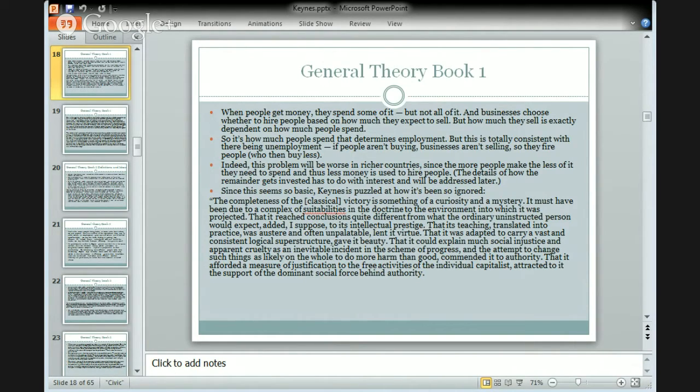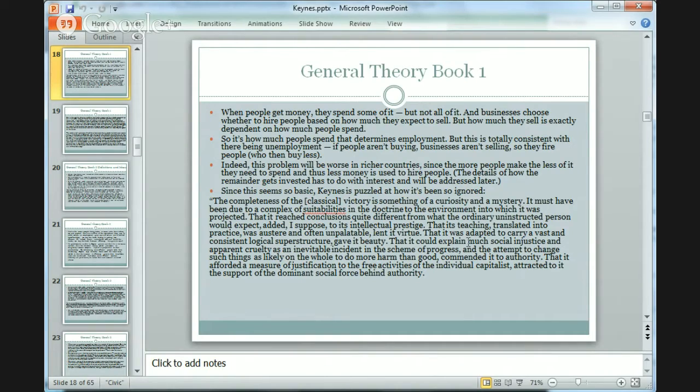That is why we have a high unemployment. And this creates a lot of problems for the people.